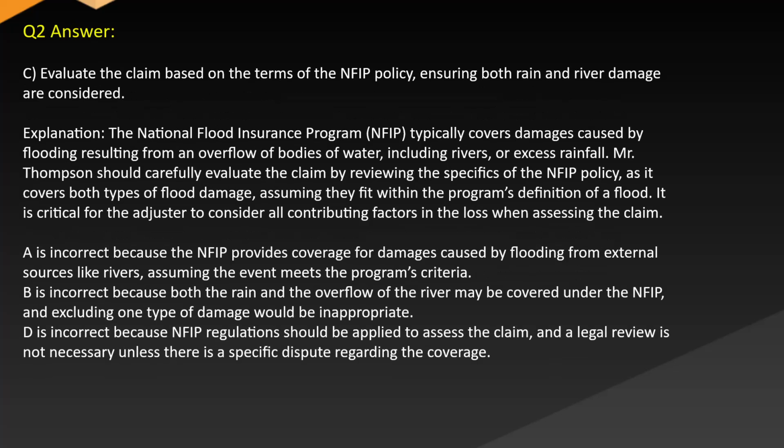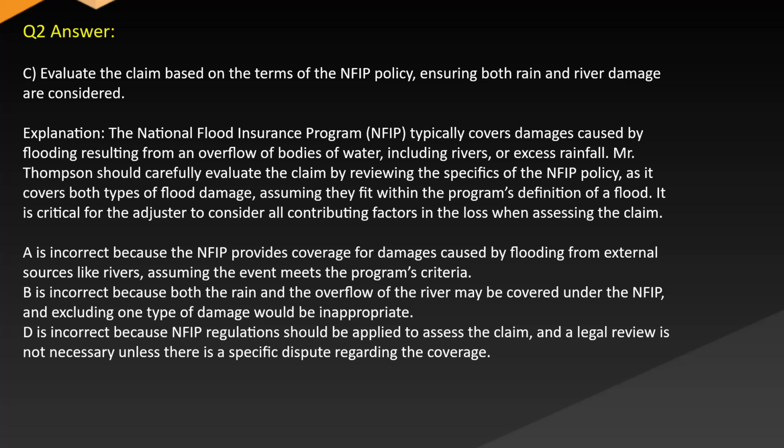Answer: C. Evaluate the claim based on the terms of the NFIP policy, ensuring both rain and river damage are considered. Explanation: the National Flood Insurance Program (NFIP) typically covers damages caused by flooding resulting from an overflow of bodies of water, including rivers, or excess rainfall. Mr. Thompson should carefully evaluate the claim by reviewing the specifics of the NFIP policy, as it covers both types of flood damage. Assuming they fit within the program's definition of a flood, it is critical for the adjuster to consider all contributing factors in the loss.